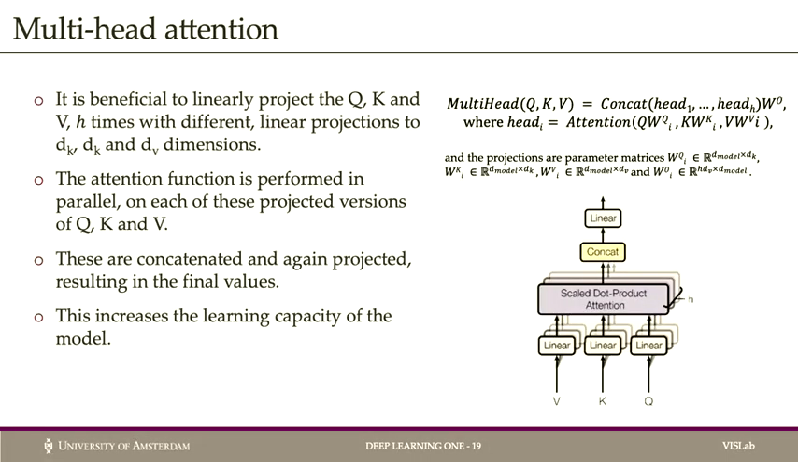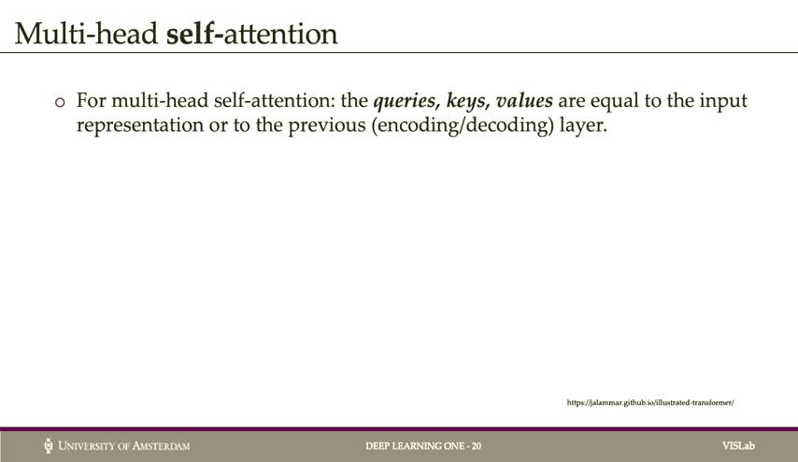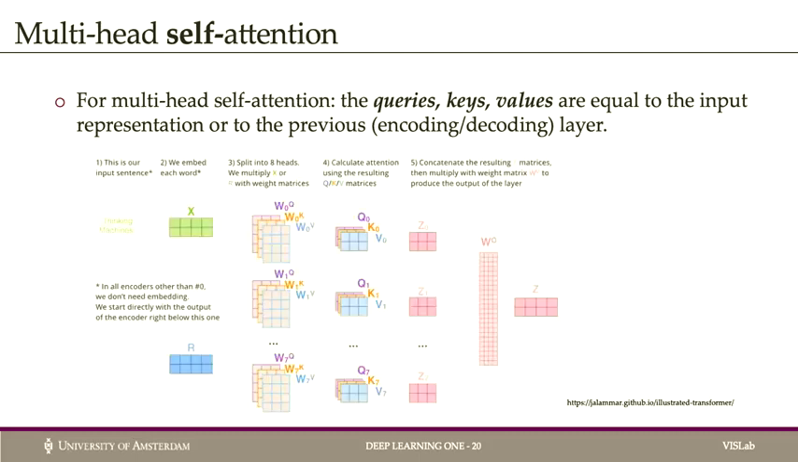So this was the multi-head attention. Of course, we have multi-head self-attention, which is, as I said, basically now the queries, keys, and values are equal to the input representation, or to the output of the previous layers, if we are in between the stacks of layers.